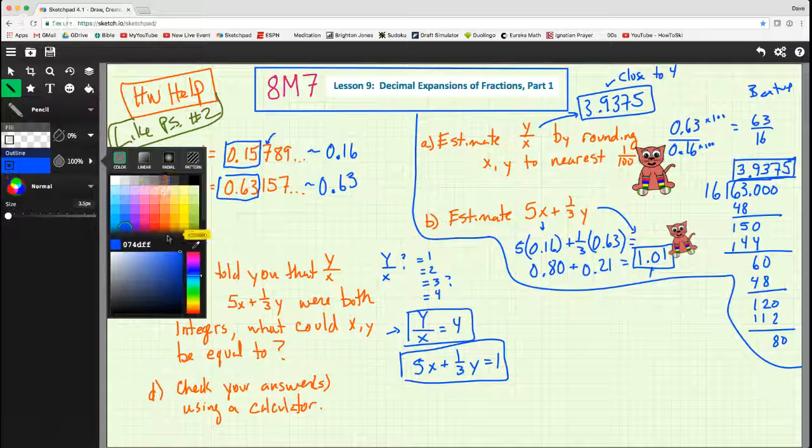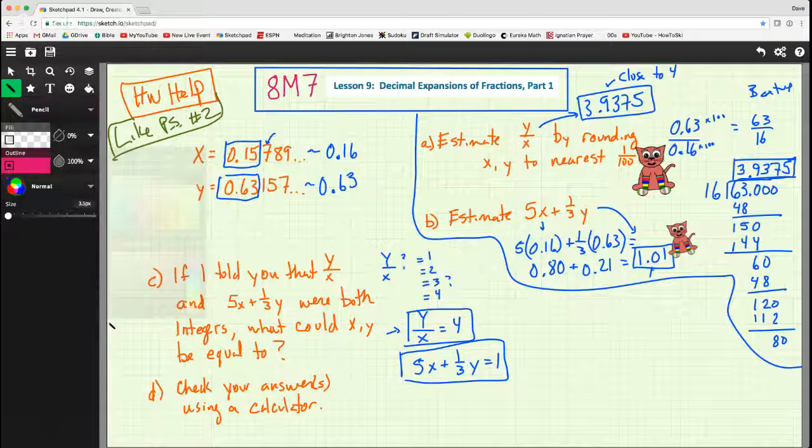So what does this look like? This smells like something I've seen before. And the answer is a system of equations. So if y over x equals 4, then let's do a cross multiply to make this really look familiar. So y over x equals 4 over 1, cross multiply, and I get y equals 4x.